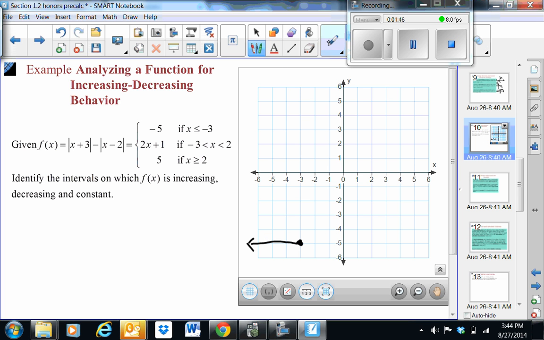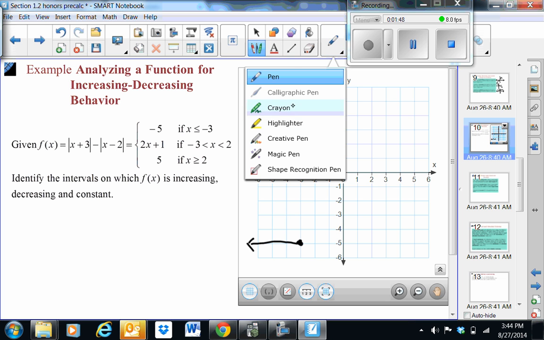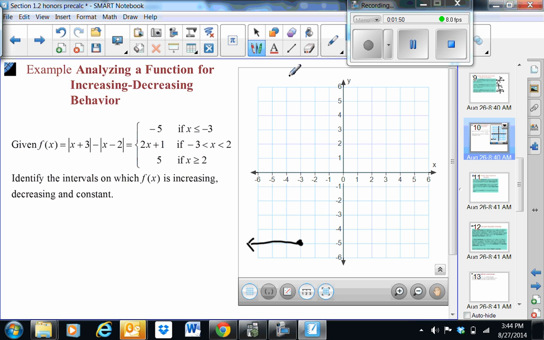So now I want to get a little different color. Apparently it's only going to let me have black. We're going to do this piece of our piecewise function. And so this tells us that it's going to be the line f of x equals 2x plus 1. So a line that intercepts the y-axis at 1 that has a slope of 2, and it's going to do that between negative 3 and all the way up to positive 2. So that piece of the line is going to look like that.